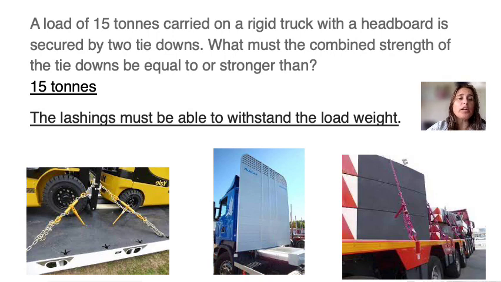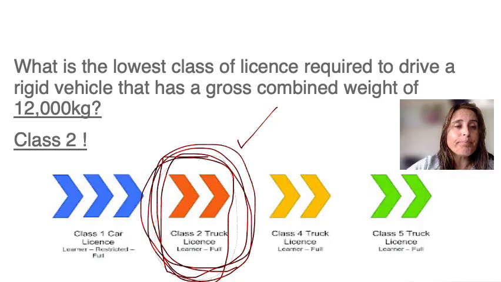A load of 15 tons carried on a rigid truck with a headboard is secured by 2 tie-downs. What must the combined strength of the tie-downs be equal to or stronger than? 15 tons, which is the load. The lashings must be able to withstand the load weight.